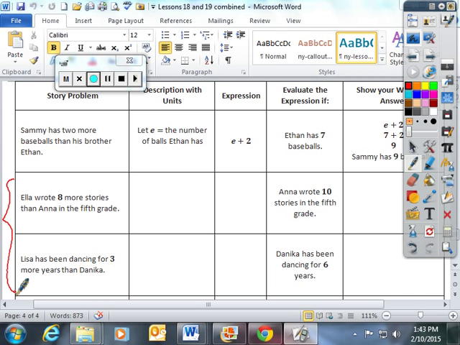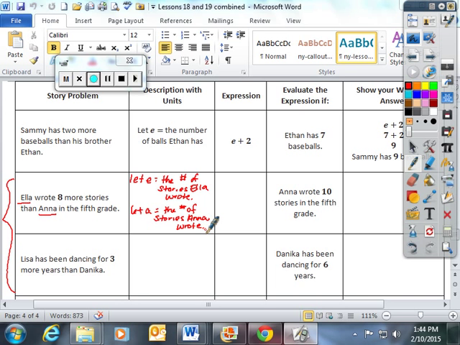Ella wrote 8 more stories than Anna in the 5th grade. There are really two things that we don't know. We don't know how many short stories Ella wrote, and we don't know how many short stories Anna wrote. So I'm going to define two variables. Let E equal the number of stories Ella wrote, and I'm going to let A equal the number of stories Anna wrote.